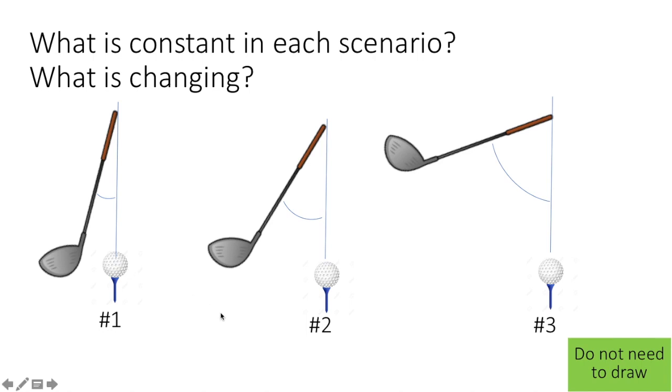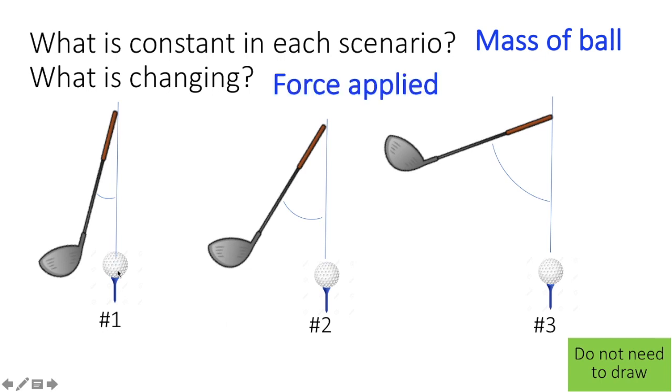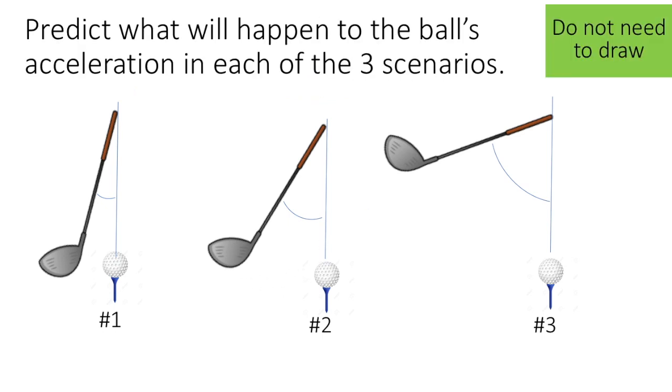If you said the mass of the ball or the size of the ball, that is correct. And what is changing is the force that is being applied by the golf club. And how we are changing the force is by pulling the golf club further away so that when it releases and drops down, it gains more and more momentum. So the amount of force that the ball is being hit increases. Here we have the lowest amount of force being applied to the ball. Here is a medium amount of force, and this is the greatest amount of force. Now predict what will happen to the ball's acceleration in each of these scenarios. So here we have the lowest amount of force.